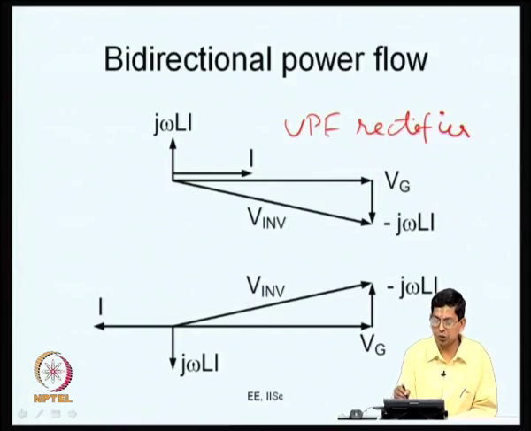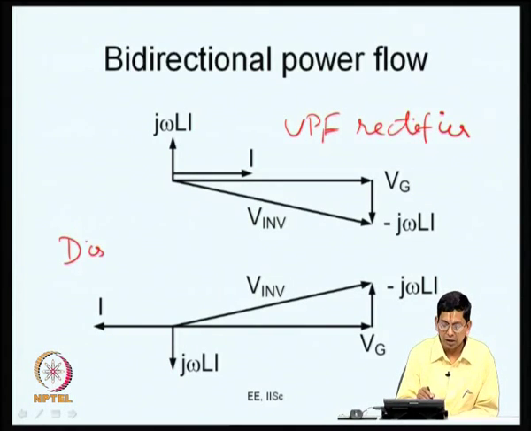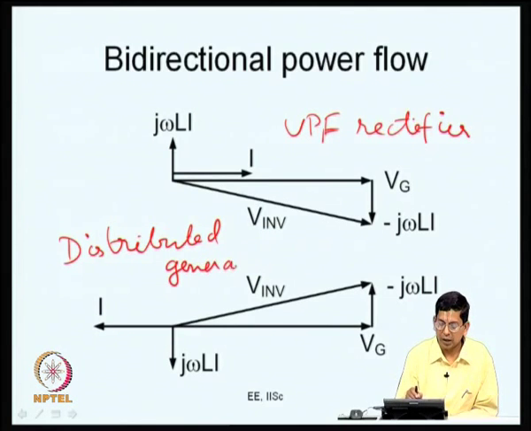So, you can call this a unity power factor rectifier, and this is typically the case in distributed generation. Like you can have photovoltaics or you can have several other alternate sources which may directly give you some DC voltage or which can be rectified into a DC voltage.